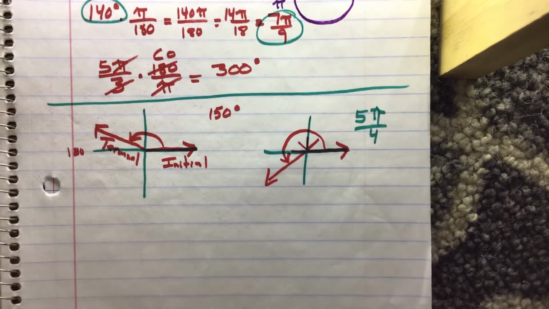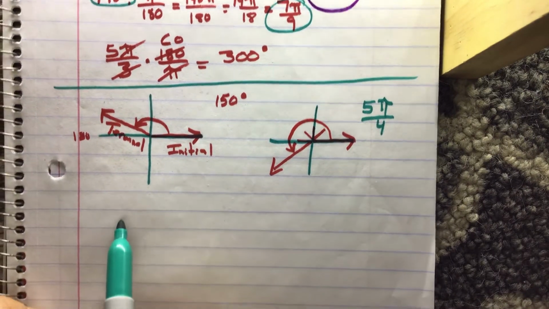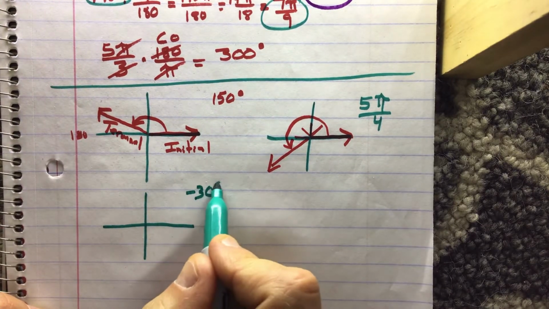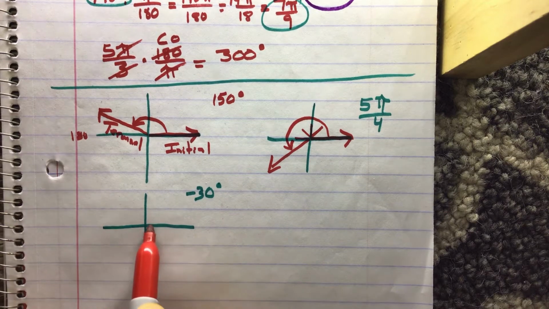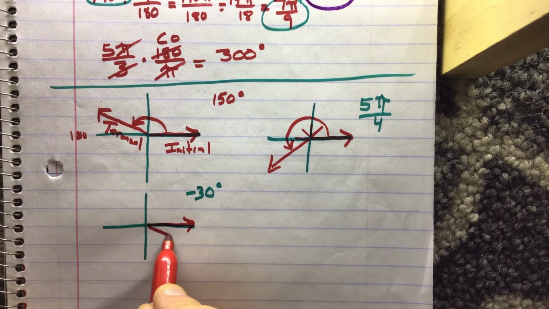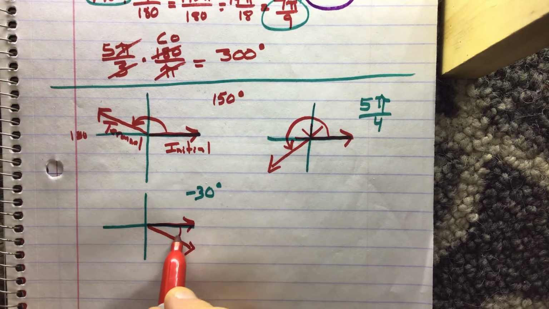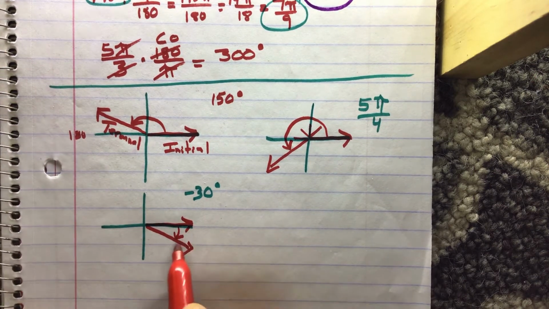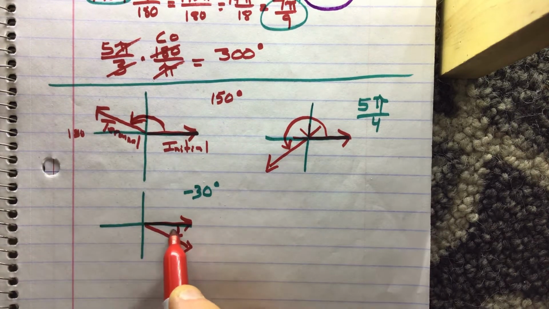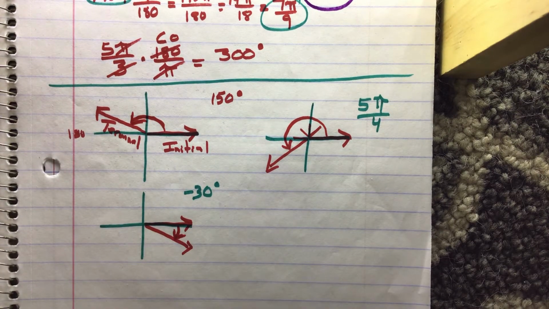That's not always the case. You can draw a negative angle measure. So if I asked you to draw negative 30 degrees, you would still start with your initial side here, and you would go down 30 degrees, which would be about here. And you just show your arrow indicating that you went negative 30, as opposed to going this way, we went this way. Okay, so you can have negative degree measures.